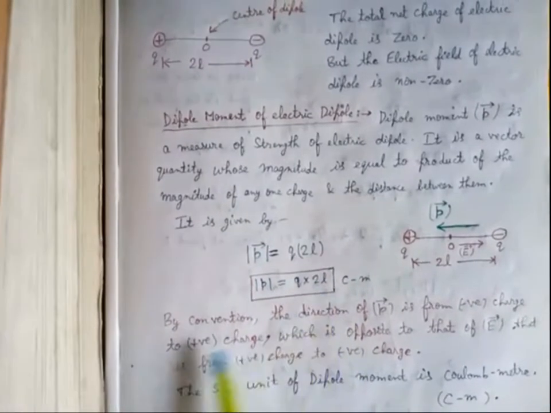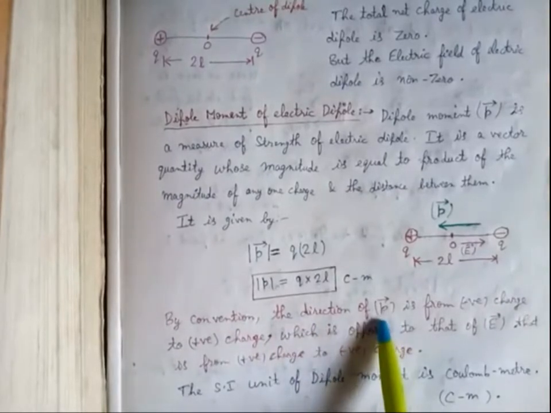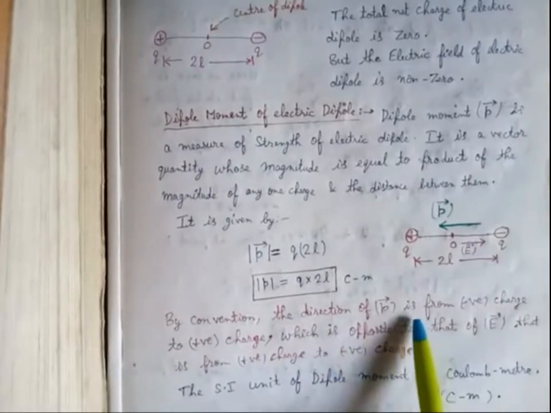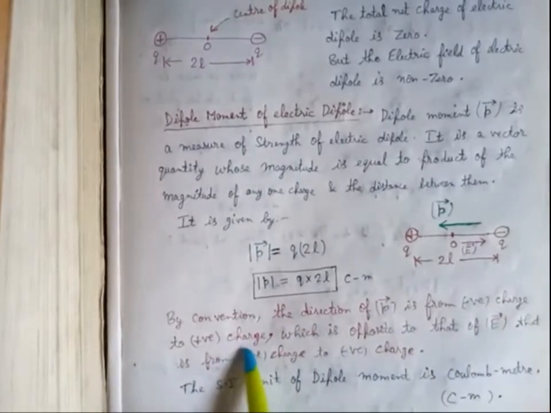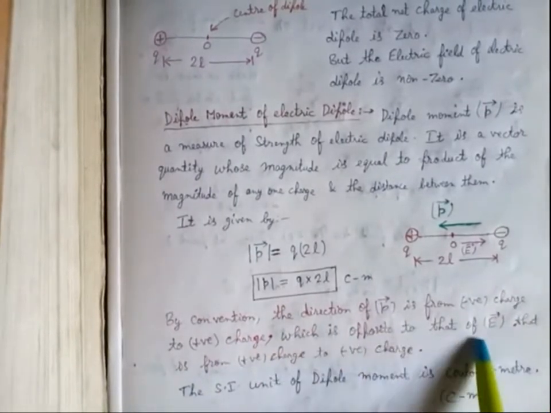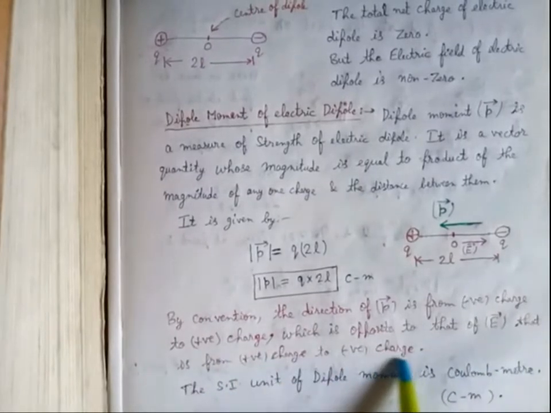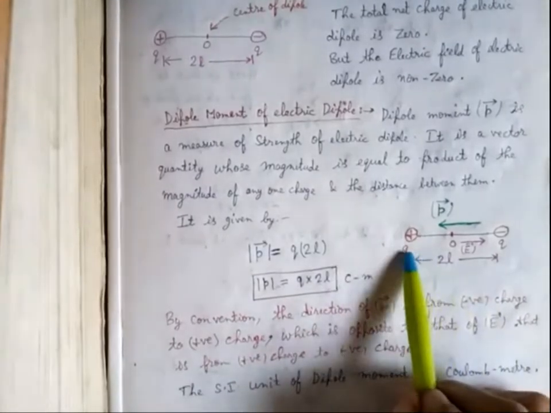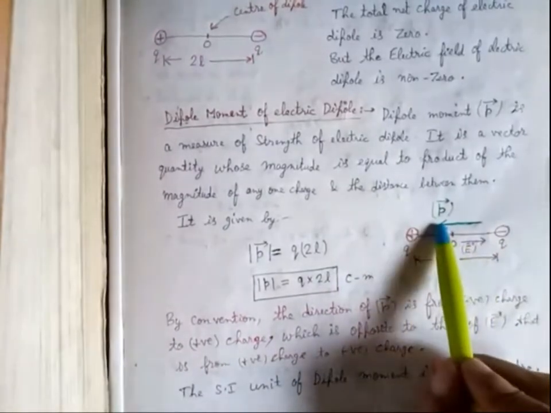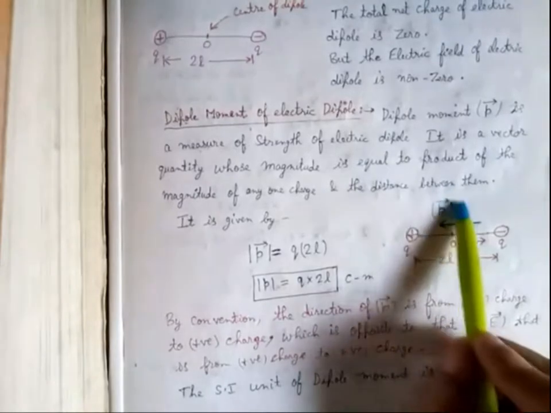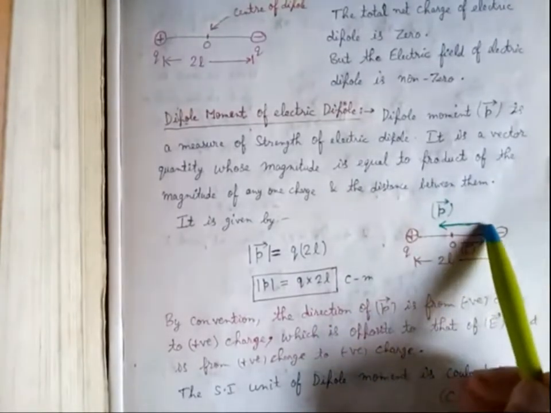Now what about the direction? By convention, the direction of P, that is dipole moment, is from negative charge to positive charge, which is opposite to that of the electric field, that is from positive to negative charge. It means in the electric dipole, the dipole moment, that is P vector, is always directed from negative to positive charge.